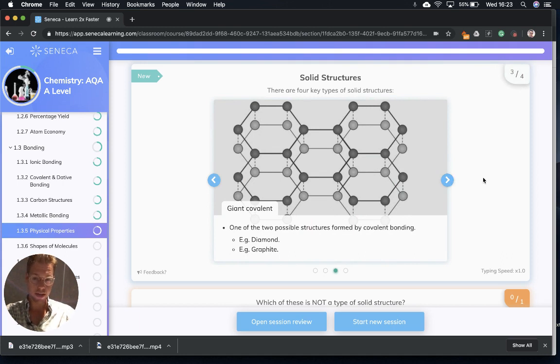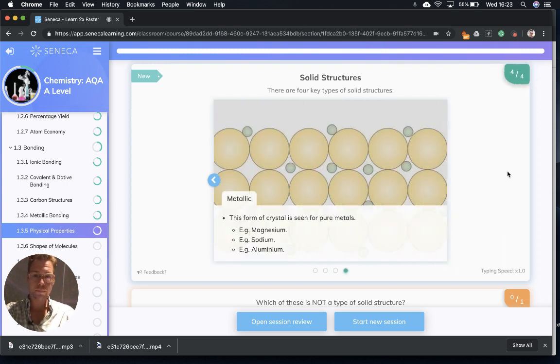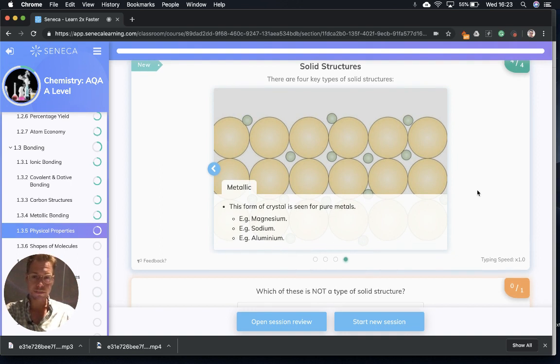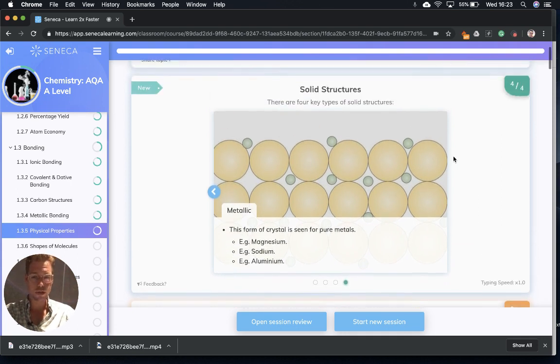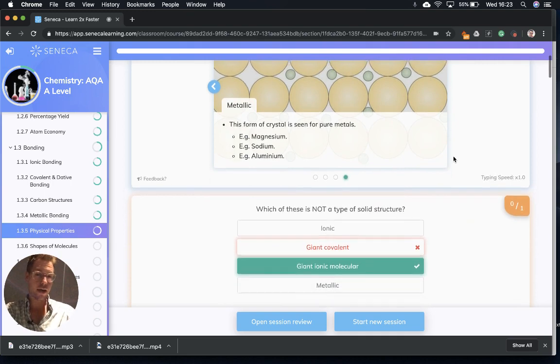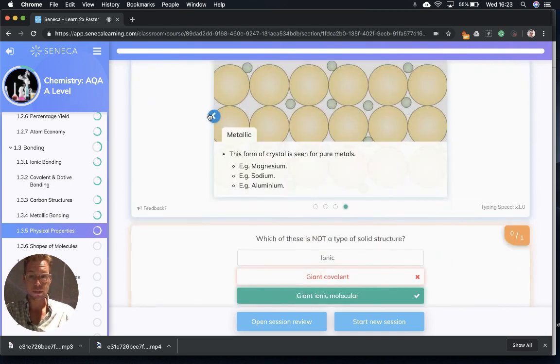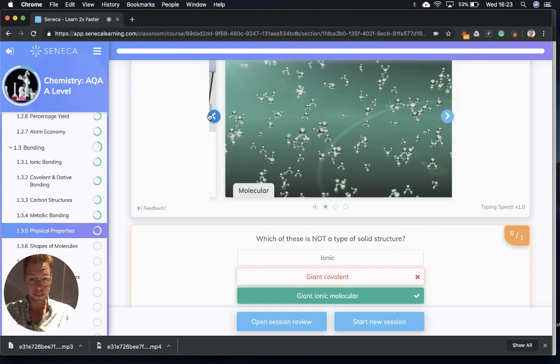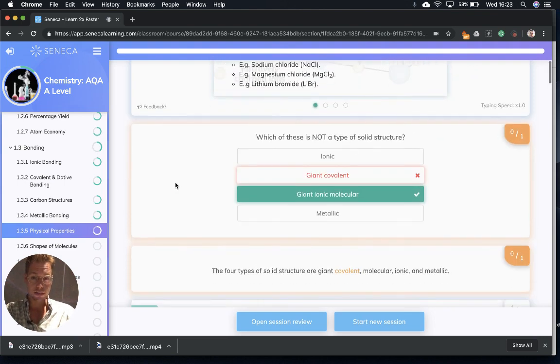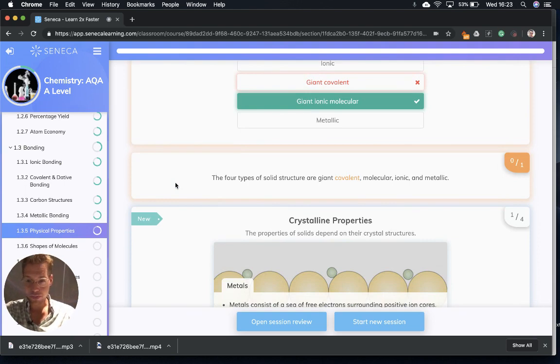Next, we have giant covalent, and this is another type of structure that is formed by covalent bonding. Clue is in the name. And 2 good examples of this are diamond and graphite. Those are covered in the carbon structures episode, so make sure you check those out to get even more up to speed with giant covalent structures. And finally, we have metallic. This form of crystal is seen in pure metals. So we've got magnesium, sodium, aluminium, whatever you like. So those 4 types of solid structures again are metallic, giant covalent, molecular, and ionic. So those are the 4. Make sure you know them.